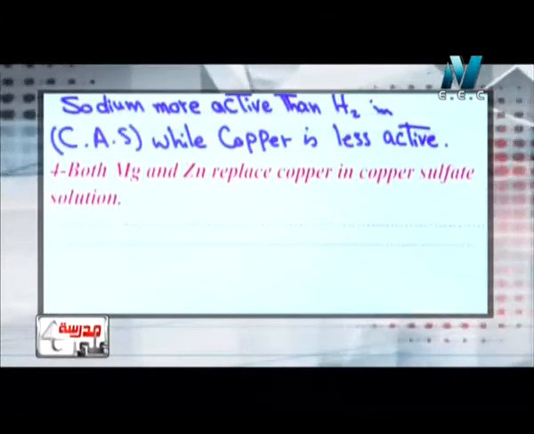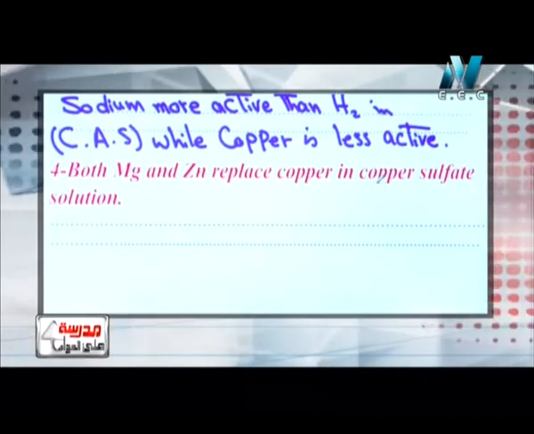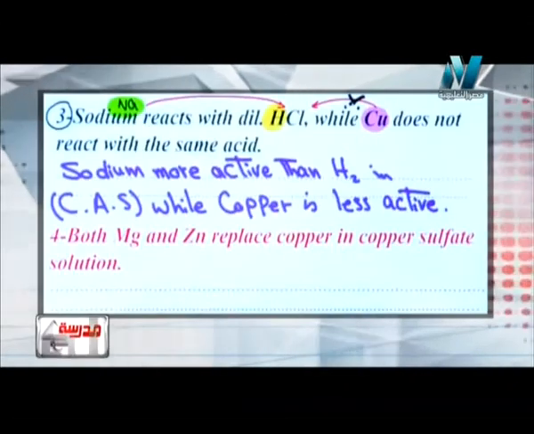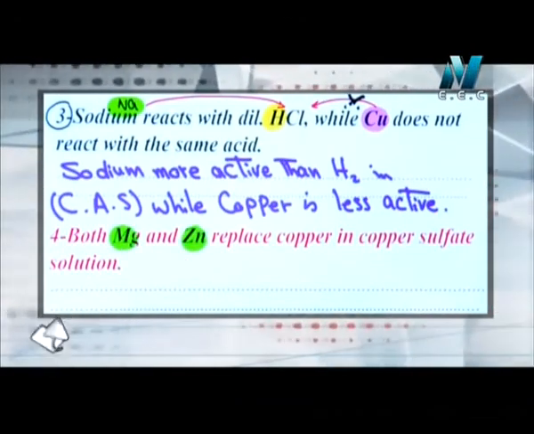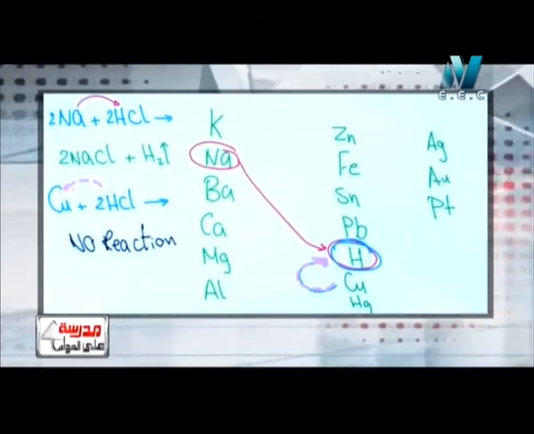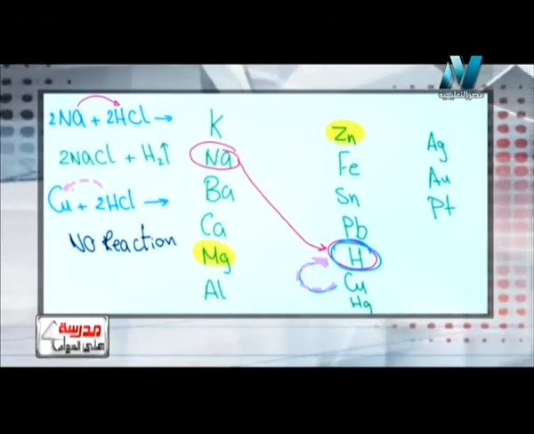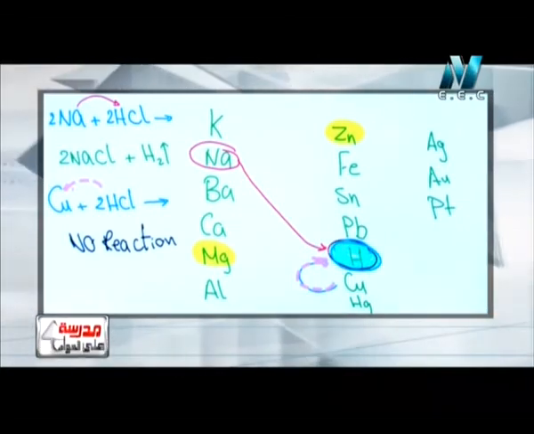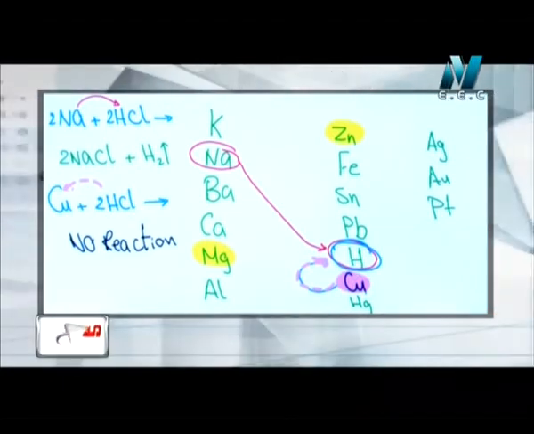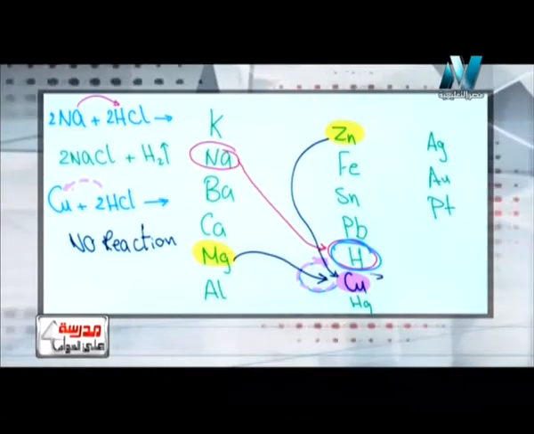We have another equation here: both magnesium and zinc replace copper in copper sulfate solution, as in the previous equation. As we see, it says both magnesium and zinc replace what? Copper in copper sulfate. If we remember the chemical activity series, it is not hydrogen, it's copper that is replaced. I say because both zinc and magnesium are more active than copper.